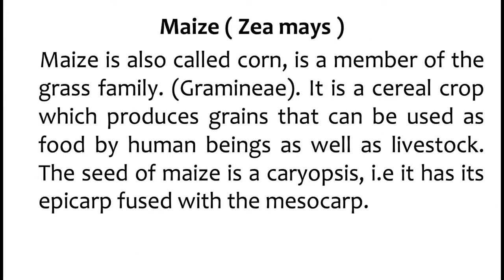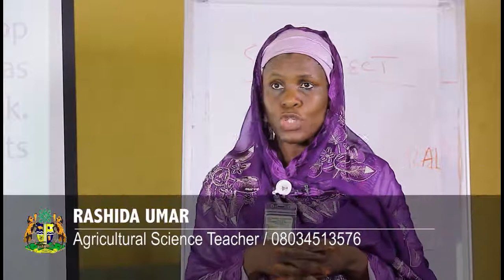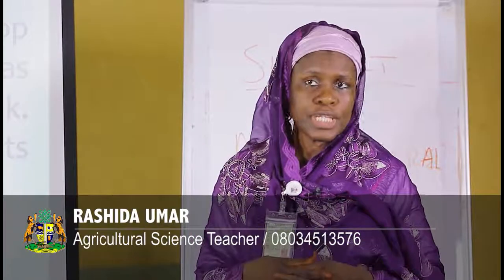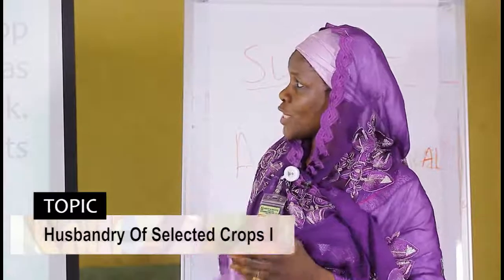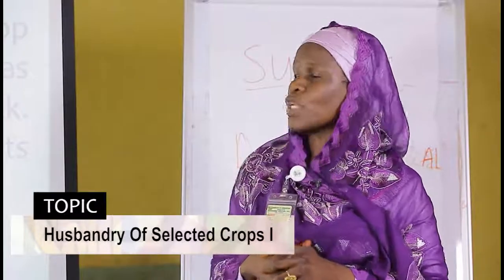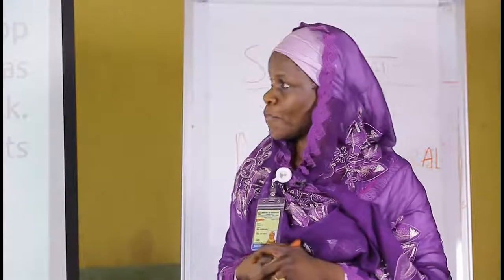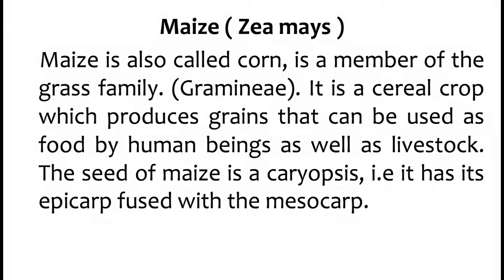Maize. As I earlier mentioned, today we are going to talk about maize production. And this maize, the botanical name of maize is what? Zea mays. So maize is also called corn. Anywhere you hear corn, it is also referring to what? To maize. So we said maize is also called corn.